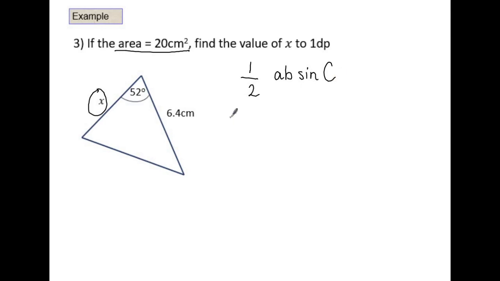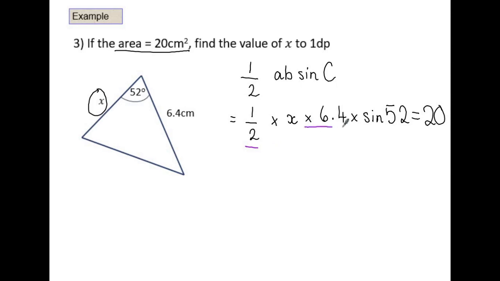So if we've got our half, our A and B are our lengths, so x and 6.4, it doesn't matter about the order, times sine, and then remember that C is your angle of 52, and we have that it equals 20, because the area is 20. Now using your calculator, you want to put in as much as you can that you know on this left hand side.